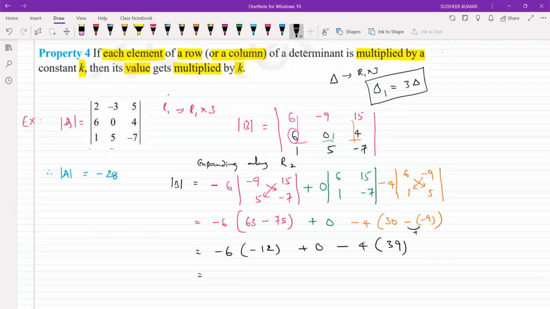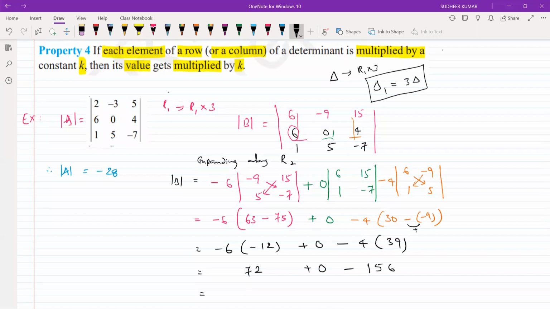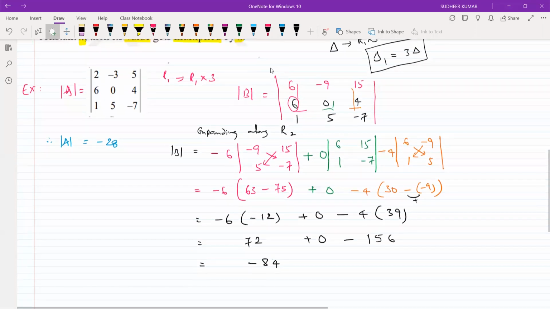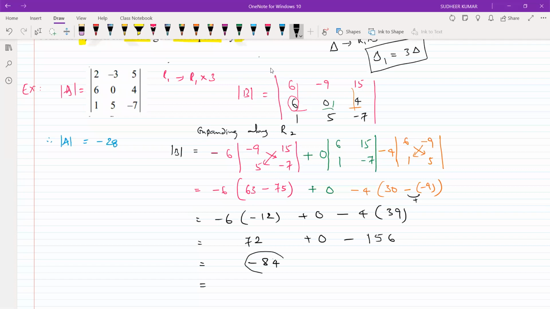So if you simplify this, minus into minus is plus 72, plus 0, minus 4 times 39 is 156. Simplify this more: 72 minus 156 is minus 84. So the determinant value we got is minus 84.